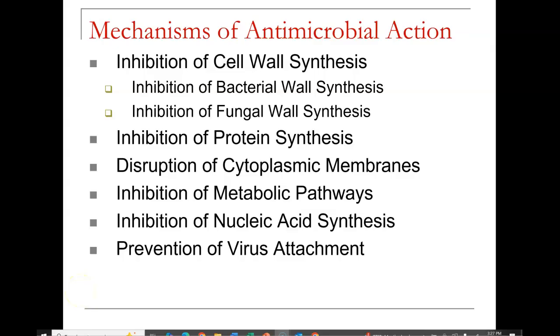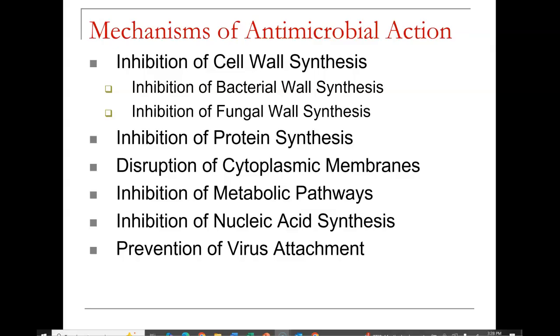Disruption of cytoplasmic membranes is going to be a third way. This is going to disrupt the membrane by creating a channel through the membrane, and that's going to damage the integrity of that membrane. How it's going to do this is it's going to attach to and affect the production of ergosterol in fungal cells, and that's going to cause the membrane to lose its ability to remain intact, and that's going to cause that cell to die. It's also going to affect the transport and permeability across cytoplasmic membranes altogether.